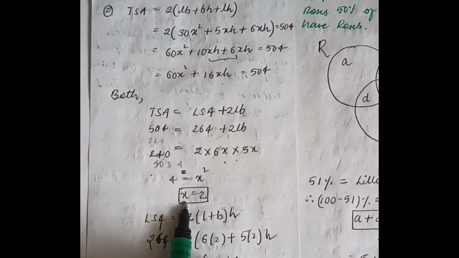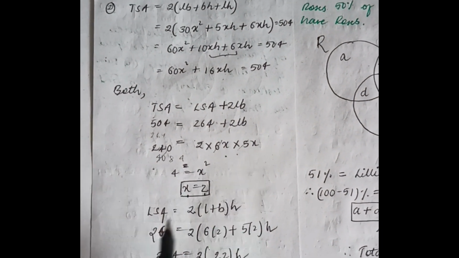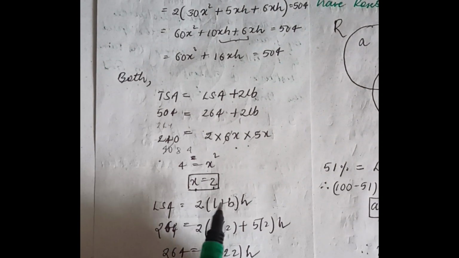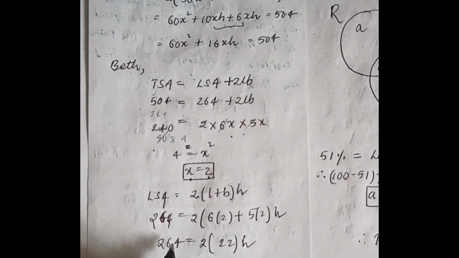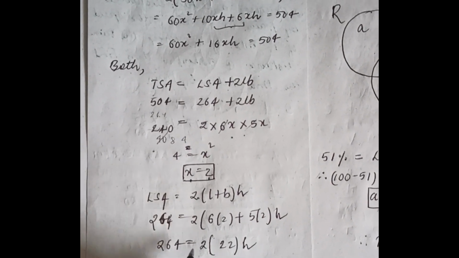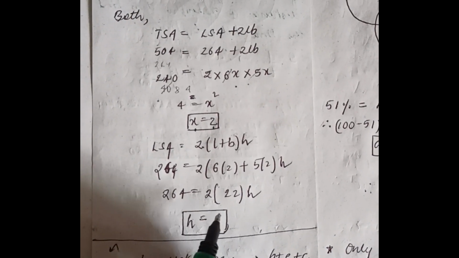Since we got the value of x is equal to 2, substitute this in the equation of LSA is equal to 2(L plus B) whole H. That will be 264 is equal to 2 into (6 into 2 plus 5 into 2) into H. So the H will be equal to 6. So for this question, both the statements are necessary.